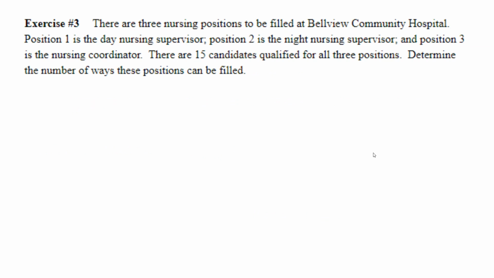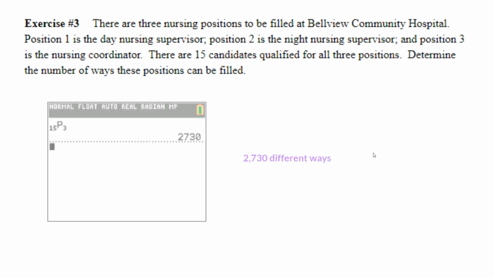So here is exercise number 3. So the first thing I would do is determine if you need a permutation or a combination, and then use your calculator or some other computing device and figure out the number of ways these positions can be filled. So this is a permutation because they're filling in positions. So being the day nursing supervisor and being the night nursing supervisor and nursing coordinator is different depending on who's filling them. So there are 2,730 different ways to fill those 3 spots.